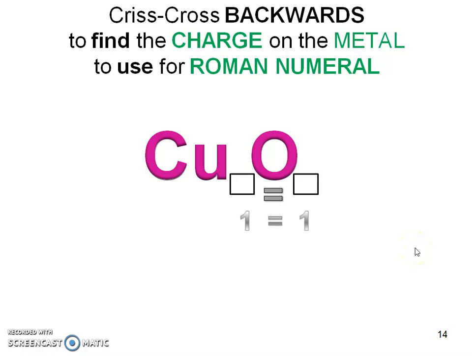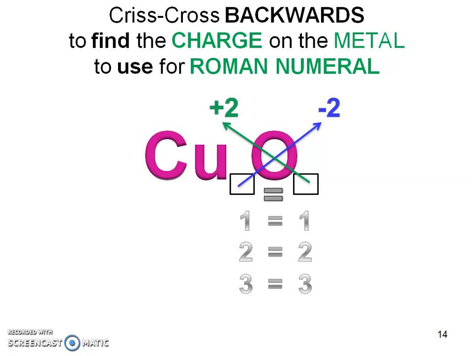But that could be 1 and 1, that could be 2 and 2, that could be 3 and 3. So we want to remember when to crisscross backwards. So if we look at our ion sheet, the charge of oxygen is -2. Well, knowing that these two numbers have to be the same, then that must mean that the charge of this copper must have been +2.